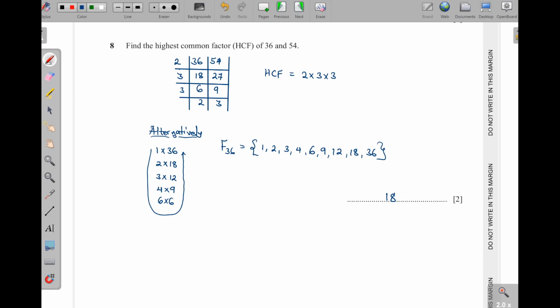Then 54, we have 1 times 54. Then we have 2 times 27. Then we have 3 times 18, yes. And then 6 times 9. Then that means we can have factors of 54. Those ones are 1, 2, 3, 6, 9, 18, 27, 54.